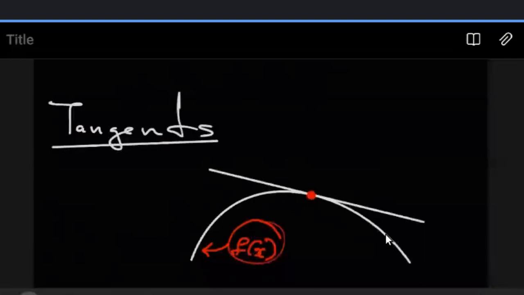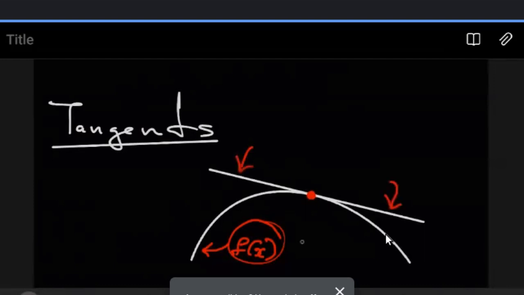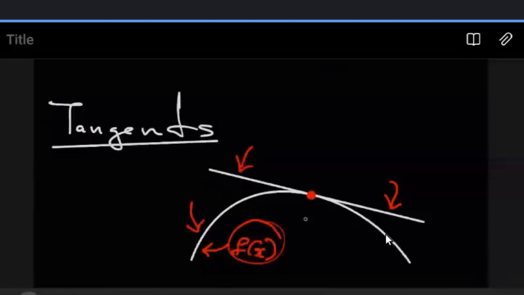So the first thing you have to do is to differentiate this function f of x. Why? Because you know that the derivative of a function gives you the gradient at that point. The gradient of that function will be equal to the gradient of the tangent at that same point. So when I differentiate f(x) and get the gradient, that gradient will be the same as the gradient of this tangent line.